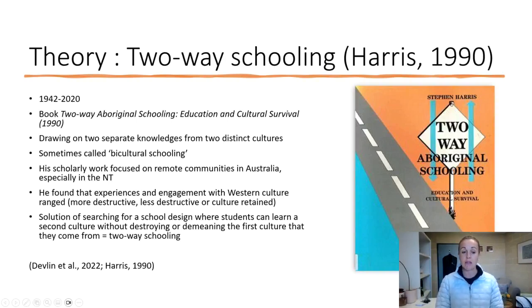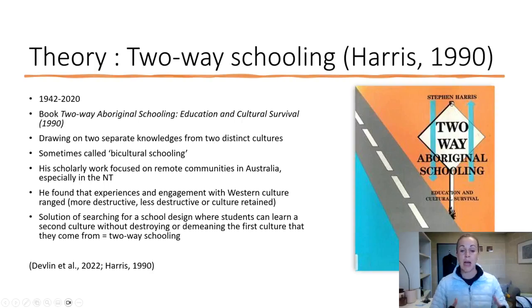Anyhow, he lived from 1942 to 2020, and he was a researcher and Aboriginal scholar at several Australian institutions here, but he's primarily an educator and anthropologist working in the Northern Territory here with Aboriginal and Torres Strait Islander communities. So you can read his book. It's actually quite an easy read, and you can access it through our library, and it's called Two-Way Aboriginal Schooling, Education, Culture and Survival. In this, he's drawing on two separate knowledges and two distinct cultures and discussing how we go about creating a schooling that retains both cultures in a respectful way.